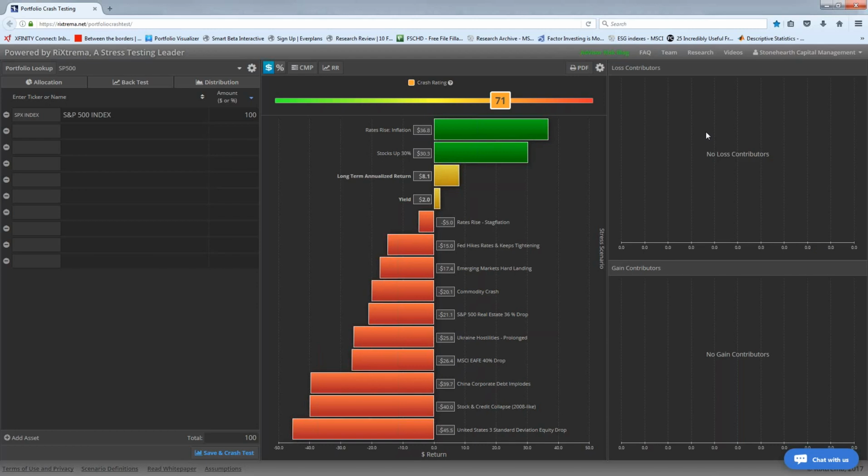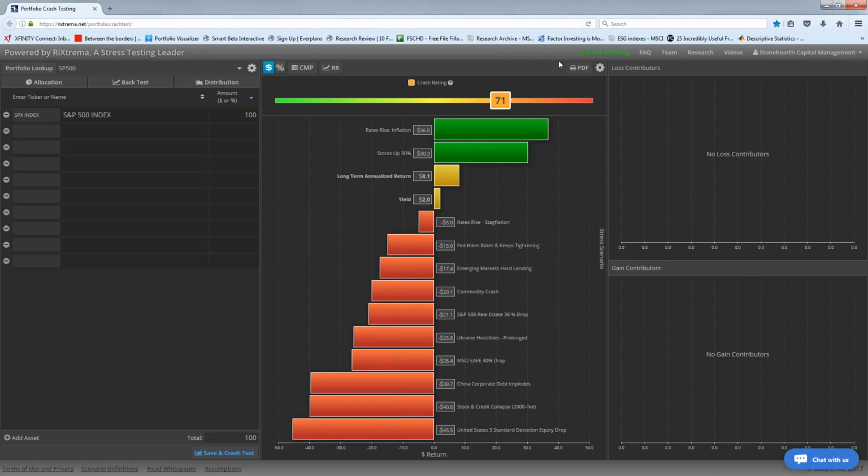So what we're looking at here is their software. It's a very simple portfolio. On the left-hand side, you can see it's the S&P 500 index, and it has what we call a crash rating of 71. What does that mean? It doesn't really mean anything to anybody. So what if I'm a 71? What if I'm a 50? What if I'm a 40?